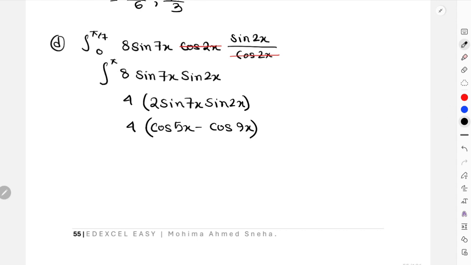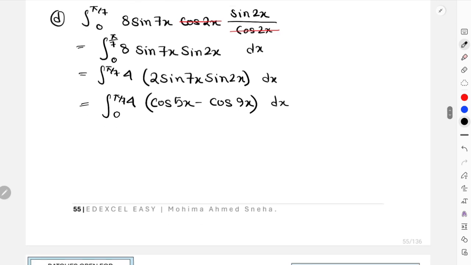Obviously all of the terms are going to be integrated within the range of pi by 7 and 0 with respect to dx. Now we'll start the integration.